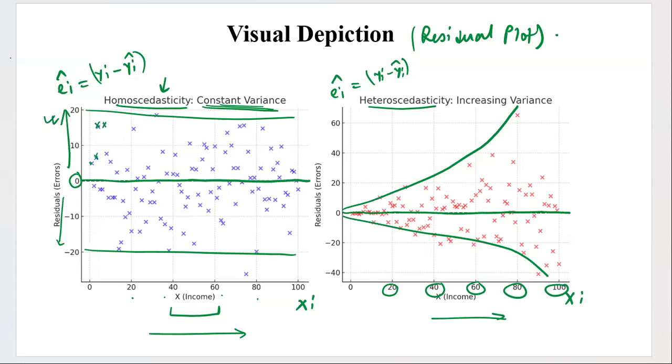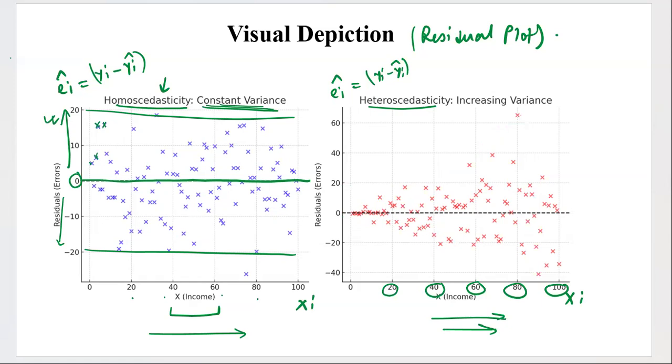In the lower income level, this is the range of deviation. As you keep on increasing your monthly income, the deviation is much more than this particular line. So this will give you a funnel shape. The deviation is increasing; it is not constant. It is increasing along with your monthly income. So that is the visual detection of heteroscedasticity.